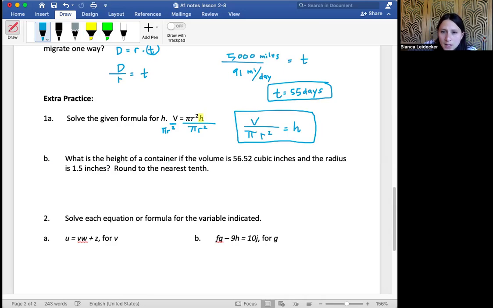What is the height of a container if the volume is 56.52 cubic inches and the radius is 1.5 inches? Round to the tenth. The volume is 56.52. Divide by pi, which is actually a number, right? 3.14 times 1.5 squared. If I just plug this all in, my final answer, H equals 8 inches, rounded.